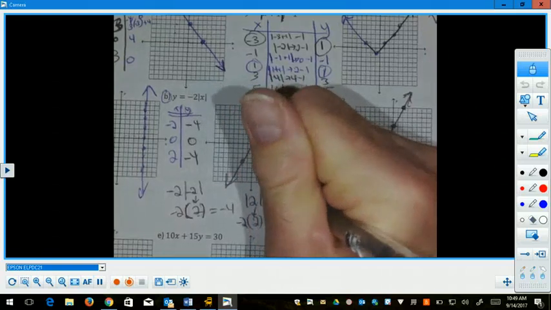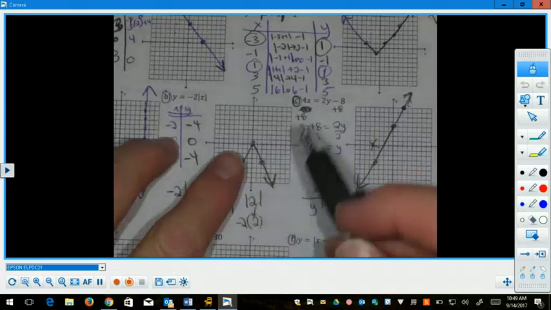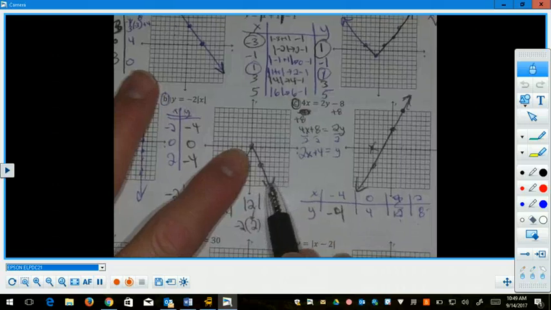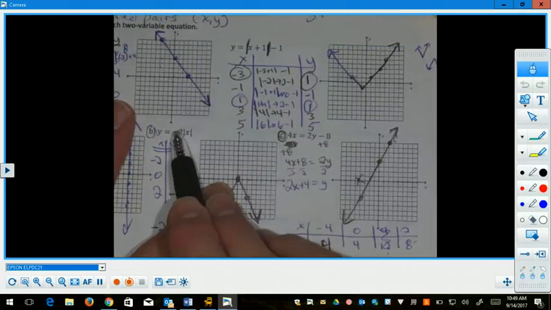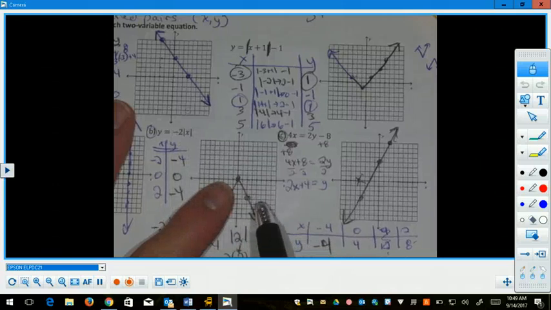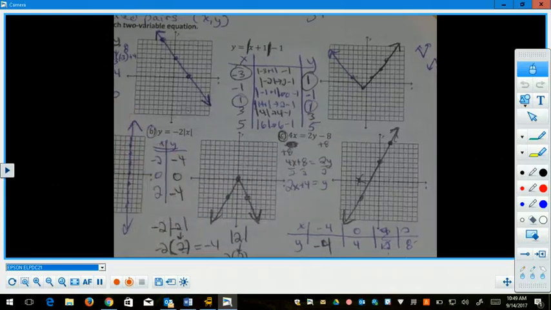This graph opens down, but it is a V again. So if you had only picked 0, 2, and 4 as points, you would only see this, and you know there's a problem because absolute value should be a V, not a line. So then you know you have to find more points to see where the V is.